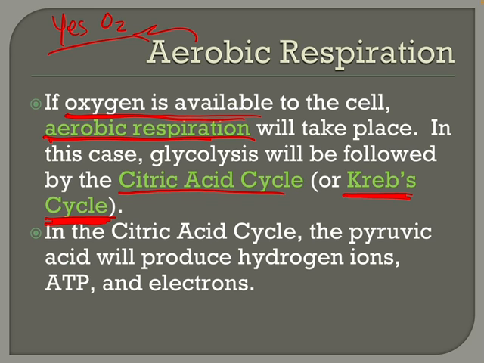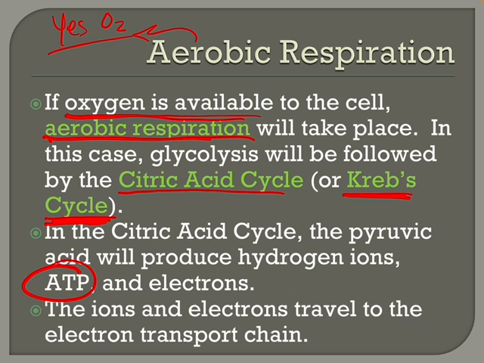Okay. Now, in this cycle, the pyruvic acid that we made during glycolysis will help produce hydrogen ions, electrons, but most importantly, it helps produce that ATP. So what I need you to remember is glycolysis happens, last slide. Then, if oxygen is available, we go into the citric acid or Krebs cycle. And from there, we make more ATP.